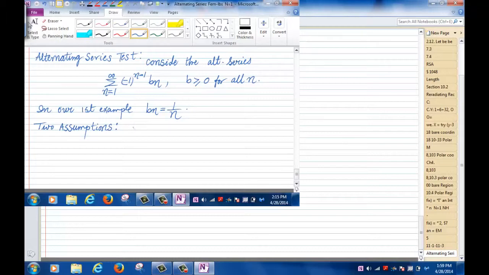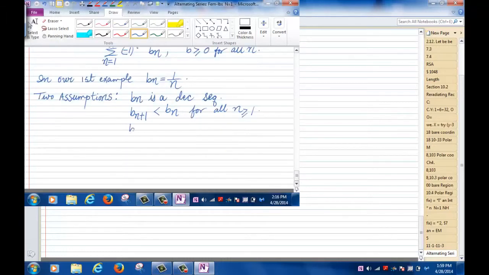First of all, Bn is a decreasing sequence. What does it mean? It means that any term is less than the previous, right? Am I making sense? So it means that Bn plus 1 is smaller than Bn for all n larger than or equal to 1. Okay? What does it mean?